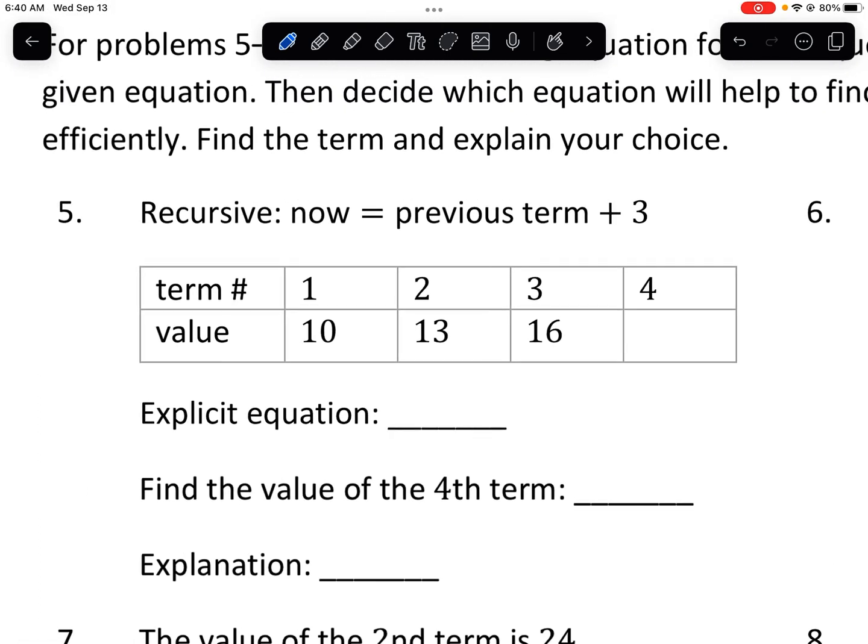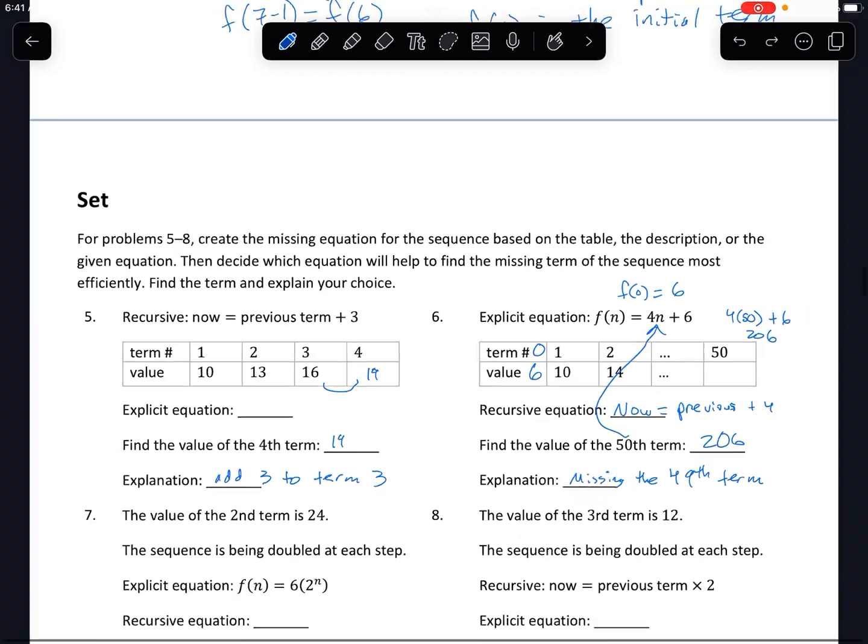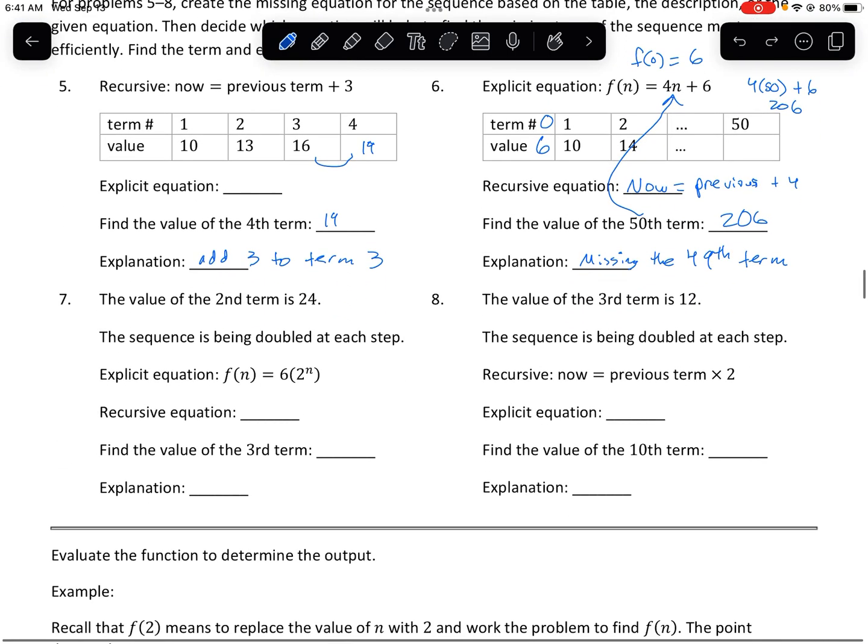For instance, on 5, we know the recursive function is the previous term plus 3. What's the plus 3? Plus 3. And then here, to get the value of the 4th term, well, that's just this one. It'd be easiest just to add 3. Ta-da, we got 19. And the explanation is just add 3 to term 3, or the previous term. So that's kind of a quick explanation. I still want you to get the explicit equation in there, but this is kind of the thought process going behind it. So there's that section.